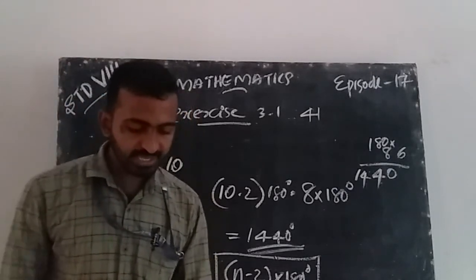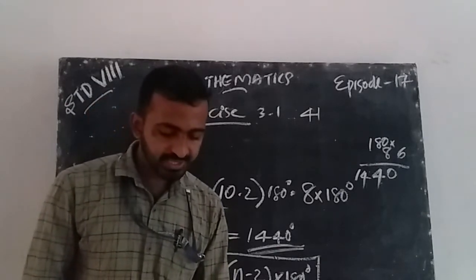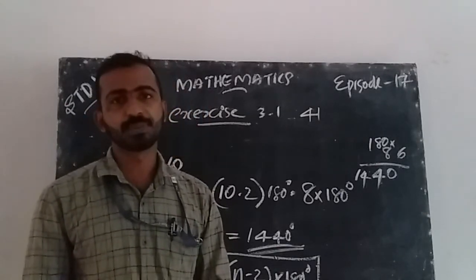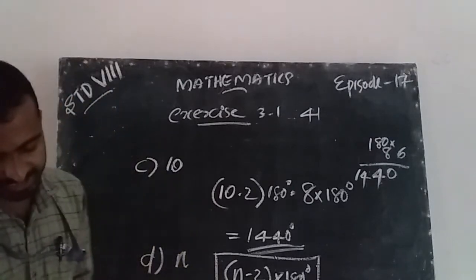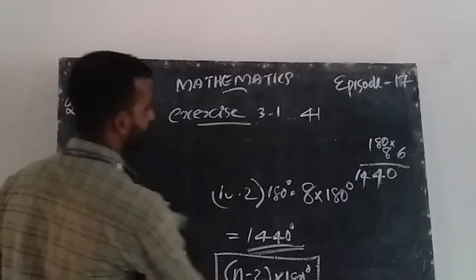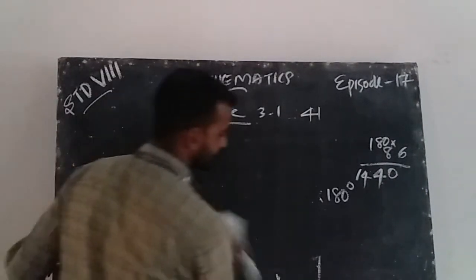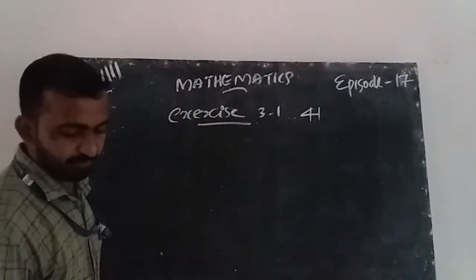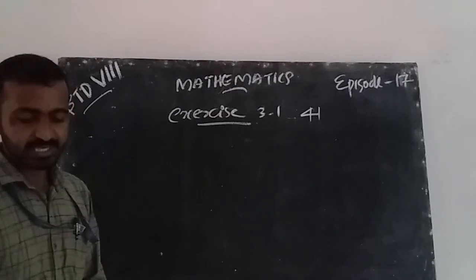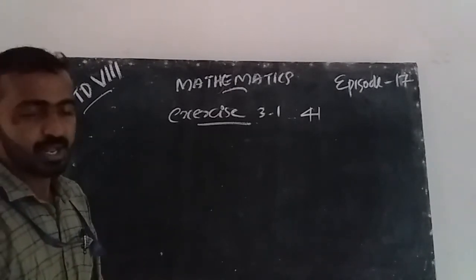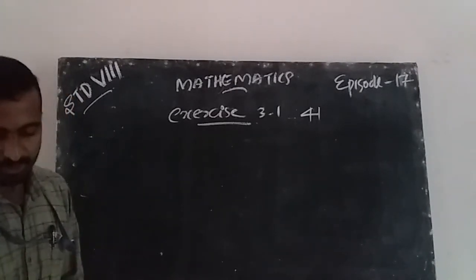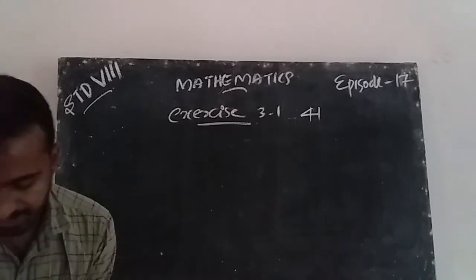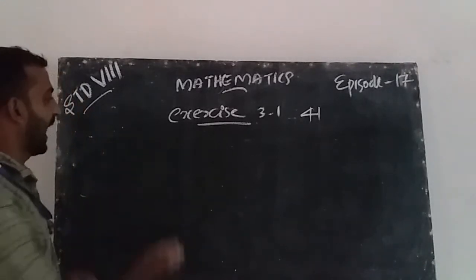And next, find the angle measure x in the following figures. We want to find the x in the following figures. That is fifth question, second part, B part and C part. Second and third part are homework. And now we are going to discuss the sixth question. We want to find the x.